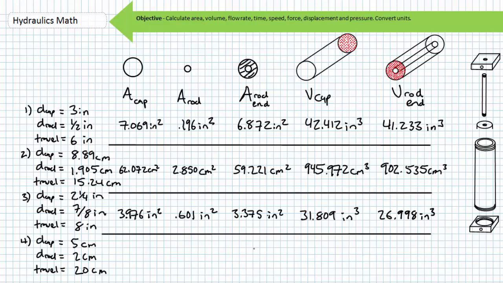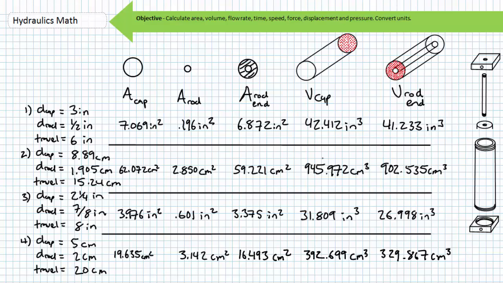The volume of the cap end at full extension is 31.809 inches cubed. The volume of the rod end at full retraction is equal to the volume of the cap end minus the volume of the rod, or the area of the rod end times the travel length. Either way, this presents a volume of 26.998 cubic inches.